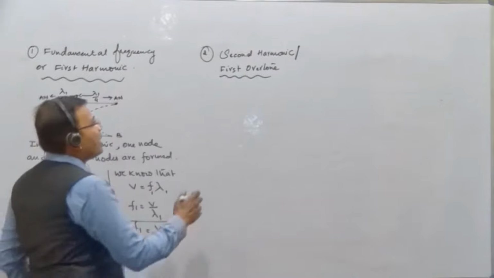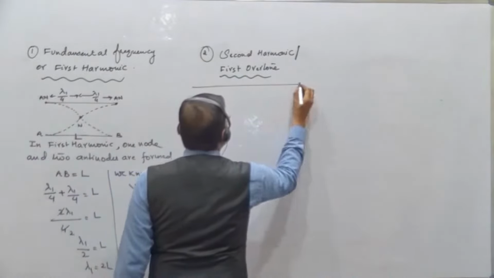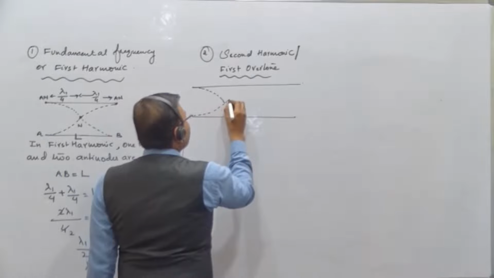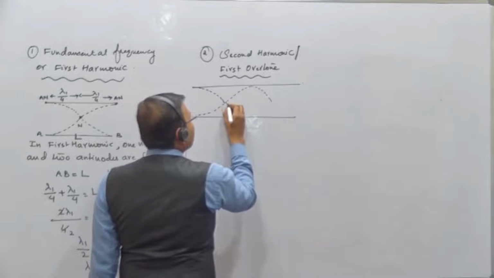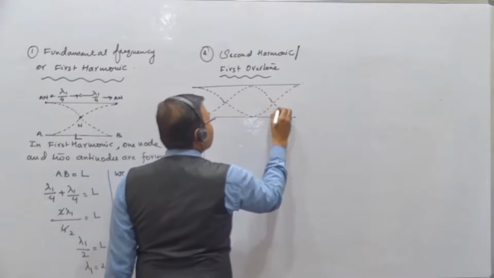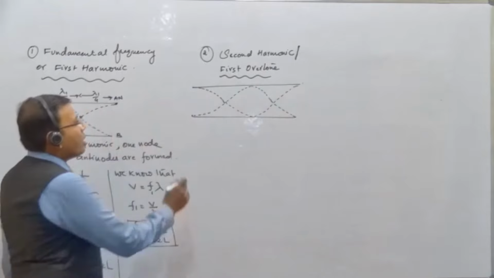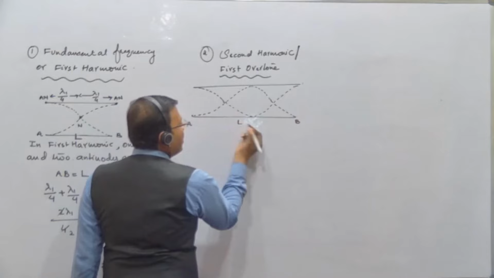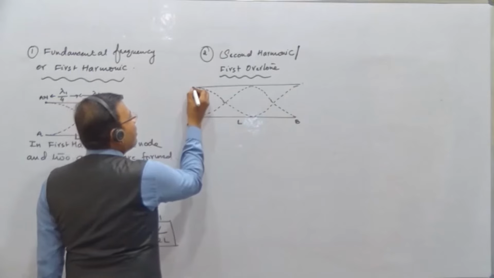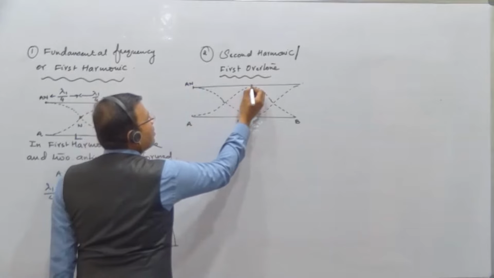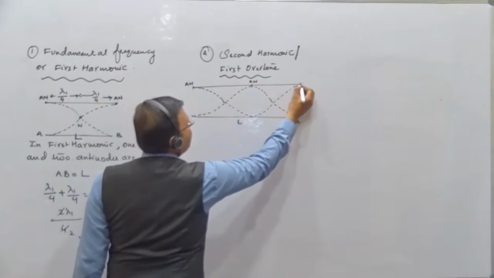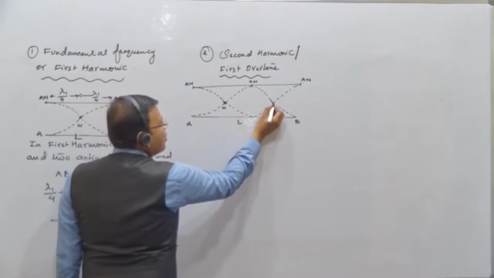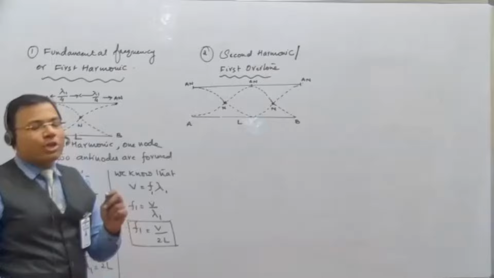The next situation, what we can expect here, you can see this is the next situation. So here I consider the length AB, and the length of the pipe is L only. Now you can see clearly this is one antinode, this is another antinode 2, and here antinode 3. Three antinodes are formed, and this is a node, this is also a node. So two nodes and three antinodes are formed.